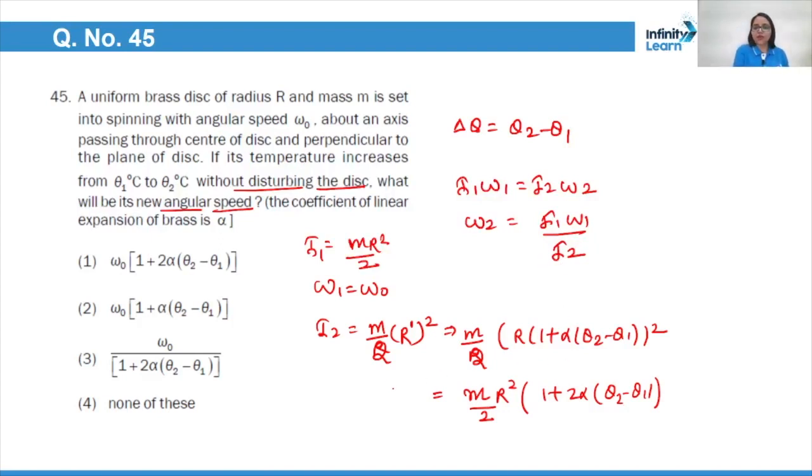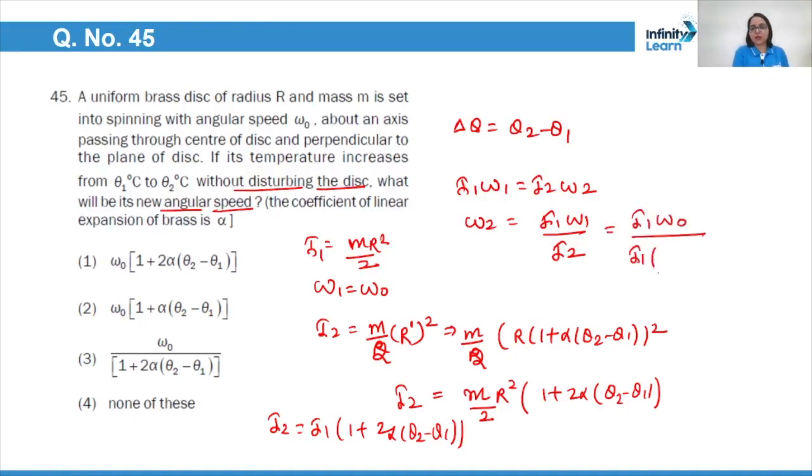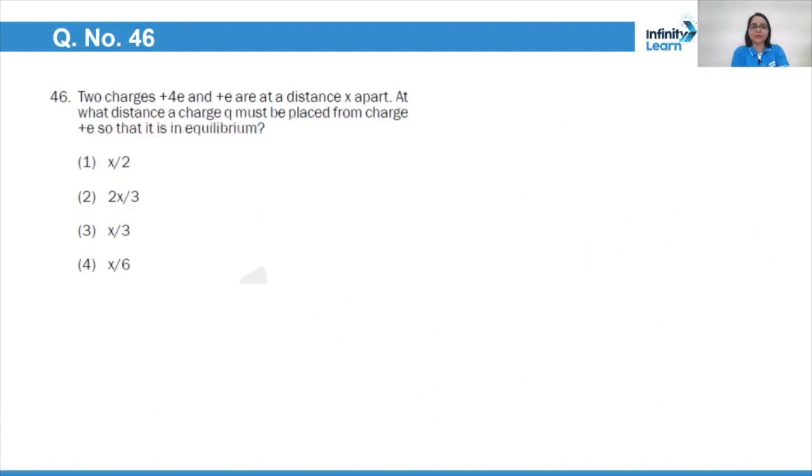This is the new value of I2, right? And m r square by 2 is I1. So I2 can be written as I1 into 1 plus 2 alpha theta 2 minus theta 1, right? So it will be I1 omega naught divided by I2. So I1 cancel. So new value of omega is omega naught divided by 1 plus 2 alpha into theta 2 minus theta 1. So correct answer is option 3.